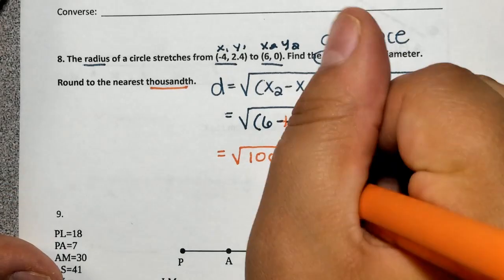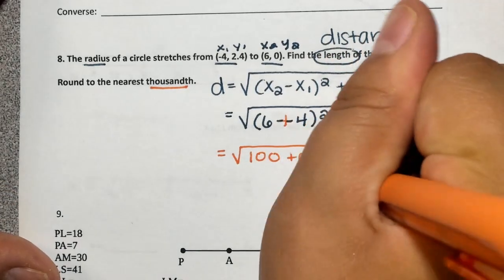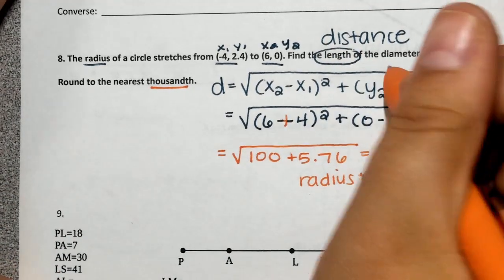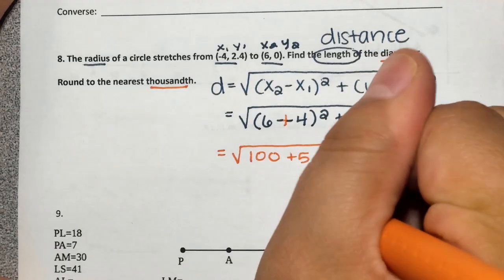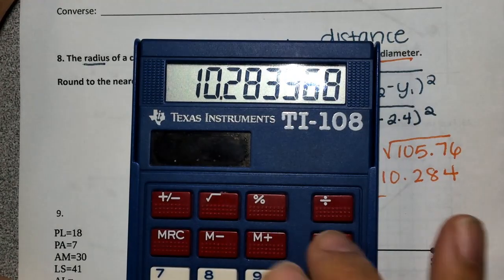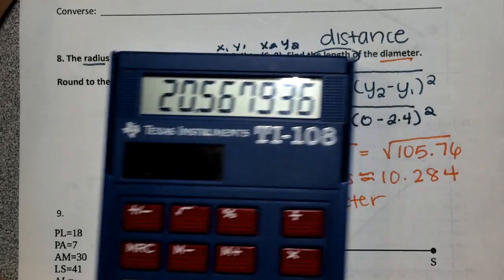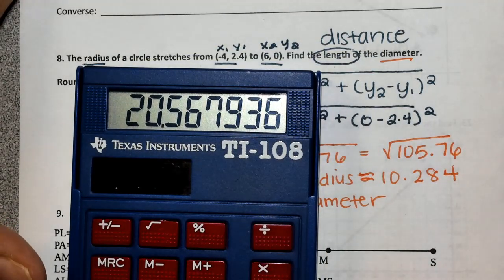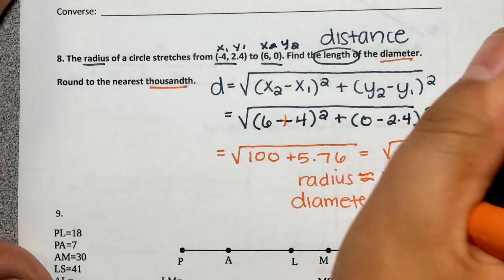Because it is the radius. Did it ask for the radius? No. What did it ask for? So how do I find the diameter? So just take this, don't round it, and times it by 2, and what do you get? 20.568.